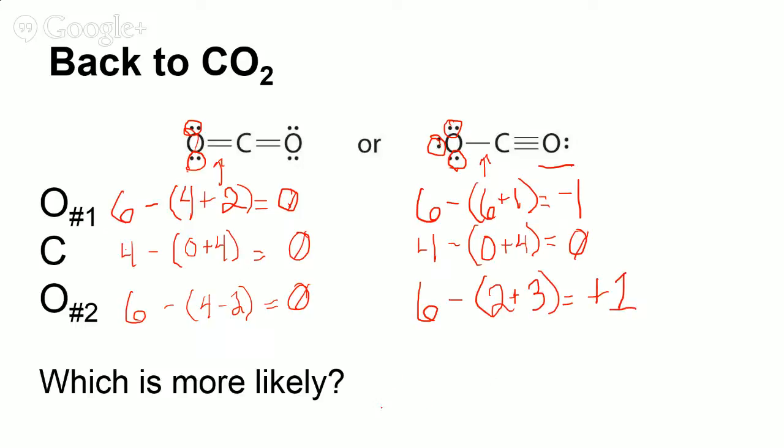So which one is more likely? You got to remember that we're looking for the lowest formal charges, most neutral. We want closest to 0. Like here, how they are all 0, that is awesome. Whereas over here, you got ones that are +1 and -1, and they're not all 0. Not so awesome. That's not what you want. So which one's more likely?